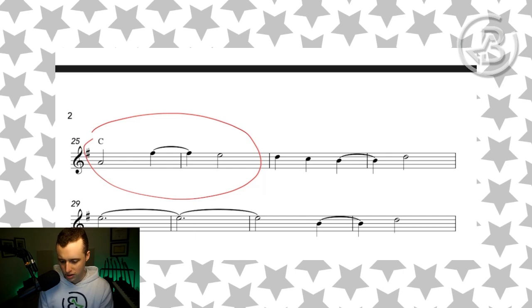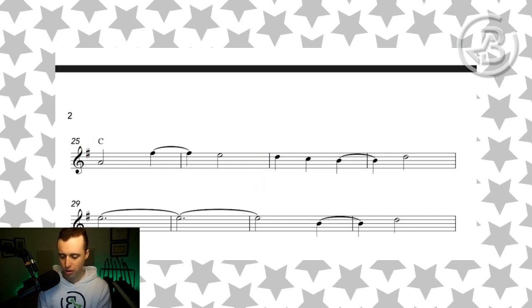So I think what's interesting to notice, and this is great from both an analytical perspective and also if you're thinking about writing your own music, is using not just the same series of notes, but using the same rhythm, but changing the notes within the rhythm.